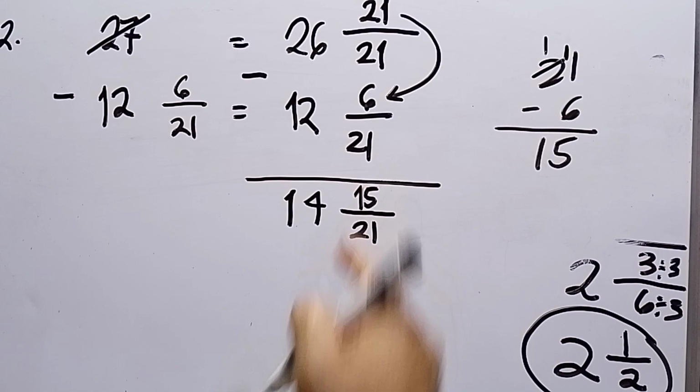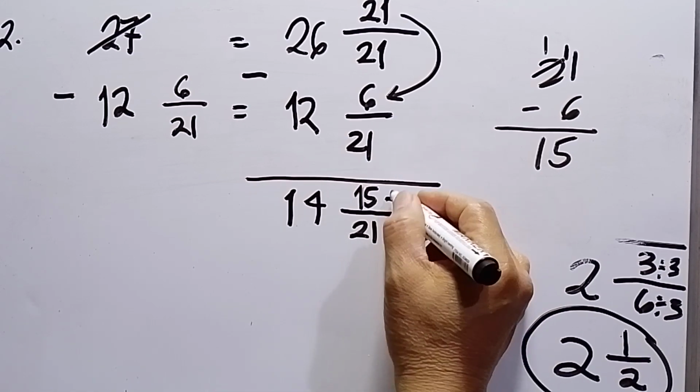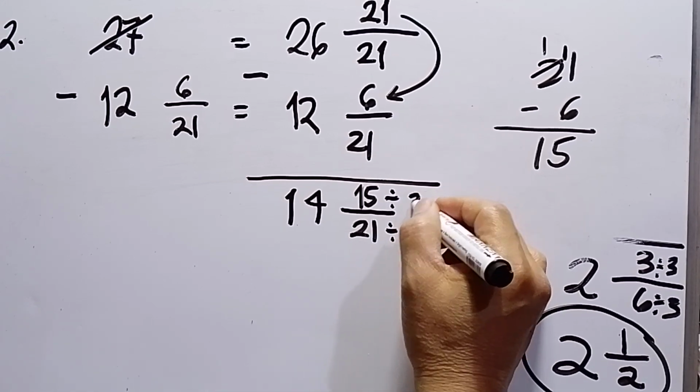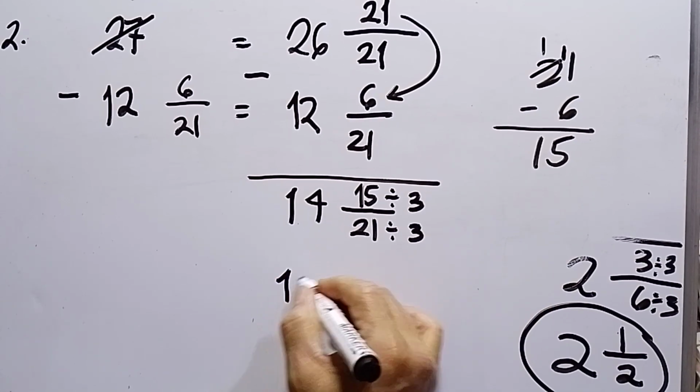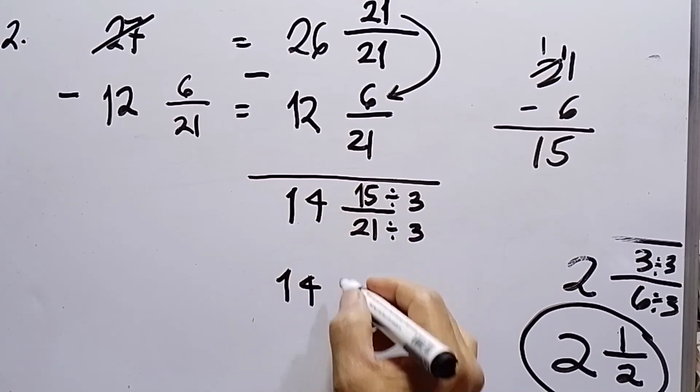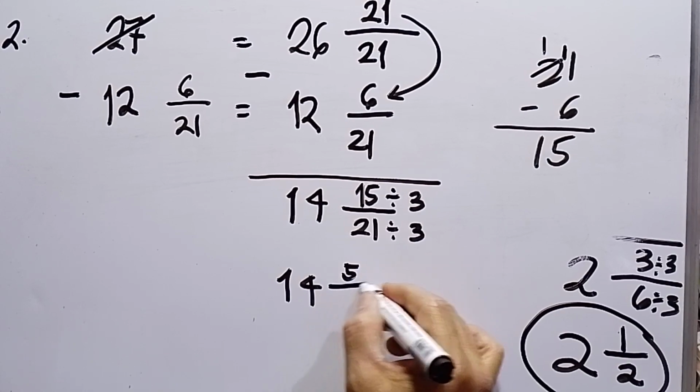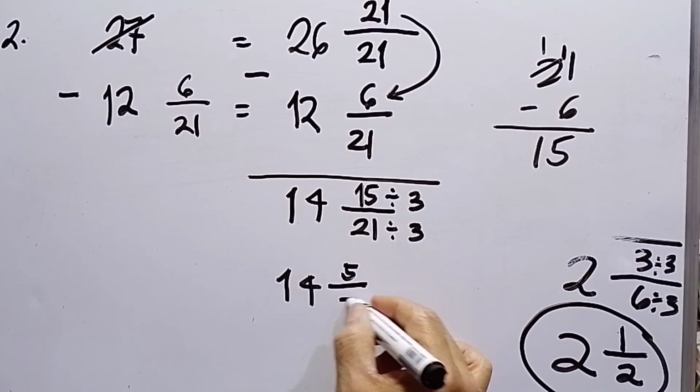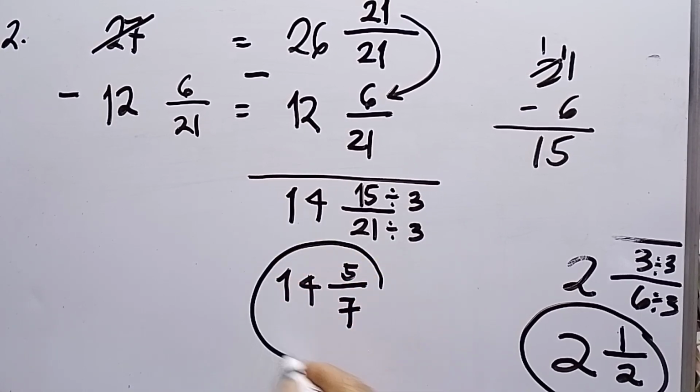Since 15 is odd and 21 also, I need to divide this one by 3. So this will be 14. 15 divided by 3 is 5. And then 21 divided by 3 is 7. So number 2 is 14 and 5 over 7 is the answer. That's all.